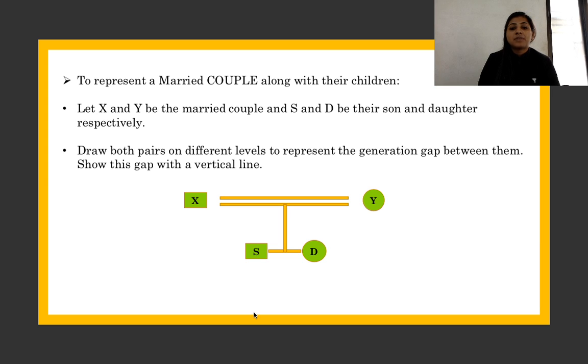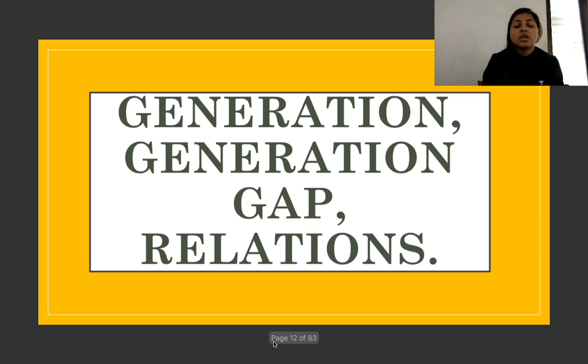Now, if you want to represent a married couple along with their children, this is how we do that. We take X and Y. So X and Y are married, and let S and D be their son and daughter. Okay. So we can see that they are on different levels because of the generation gap. The vertical line indicates the generation gap. So these are the parents, these are the children, then grandchildren, great grandchildren. So it goes on generation after generation. So we are now going to see a family tree and understand all the relations that are there and the generations, the generation gap, the relations, all of that.